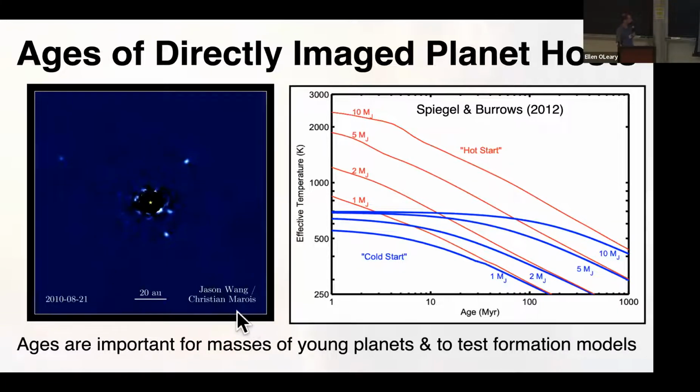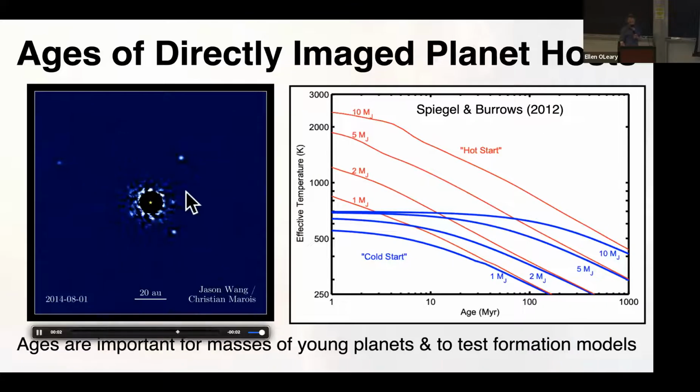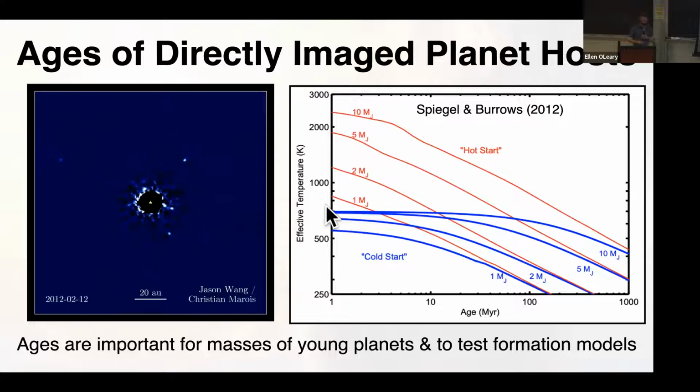So here is an example of a directly imaged, the iconic HR 8799 system, where we see planets orbiting the star. And one of the things that is really important for interpreting the planets is to know the age, because these planets change, their temperatures and their luminosities change as they age. So they start off being very luminous, and then they become less luminous and cooler as they age. And so determining the masses of them requires you to know the age of the star.